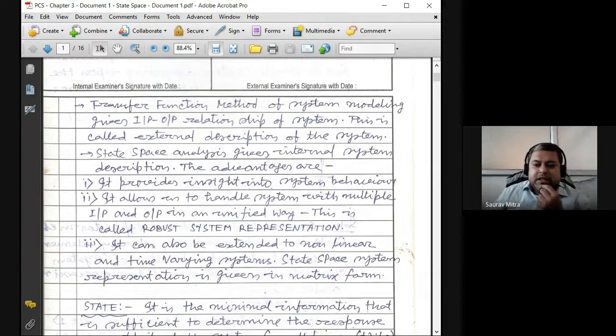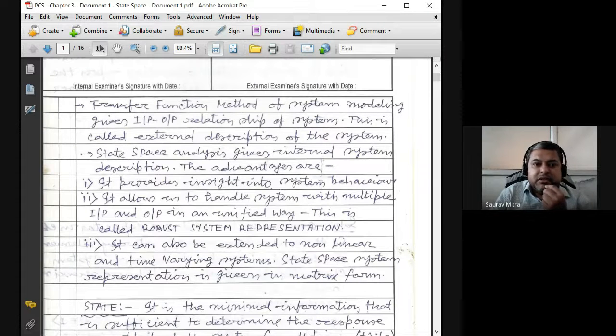So let us find out what the comparison is. I'm just reading from it. The transfer function method of system modeling gives the input output relationship of the system, that is Y(s) by X(s), all in the Laplace domain. This is called external description of the system, because you are only seeing the input and the output. So I'm eating the food and I'm running. How the food is digested, how I am generating the energy, all these things are not understood. You are just seeing me eating and running. You see the input and the response, but how the response is generated is not known.